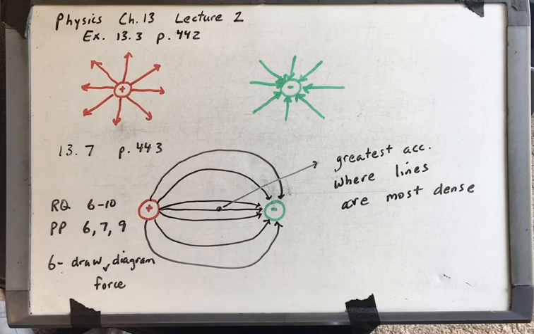So that concludes Chapter 13, Lecture 2. We should be able to finish this chapter on the next lecture, so happy electric field lines.